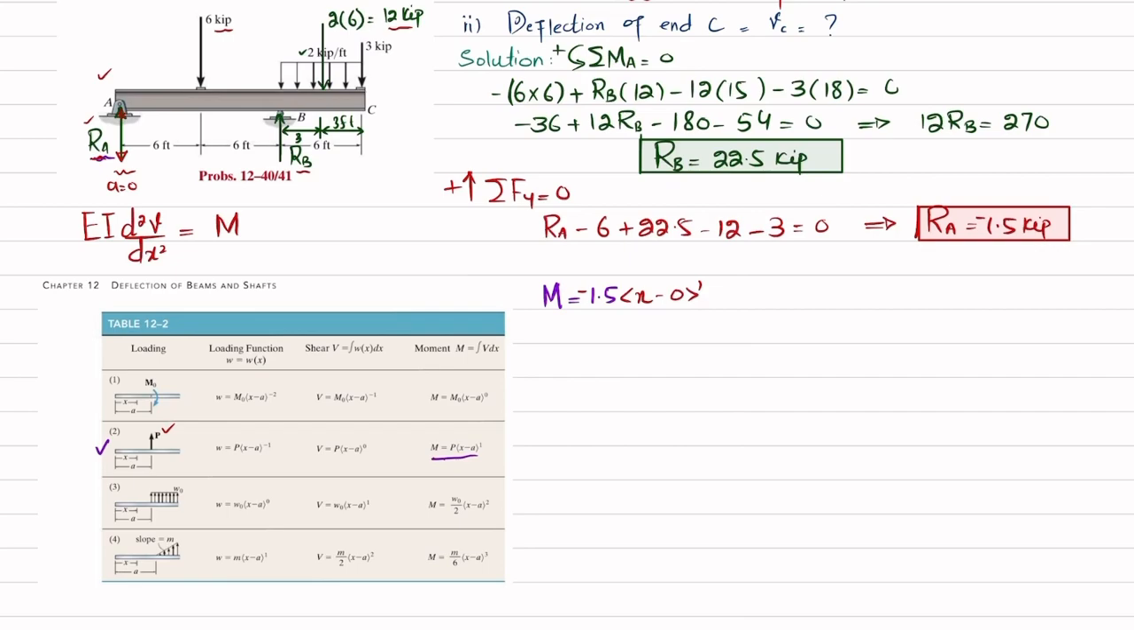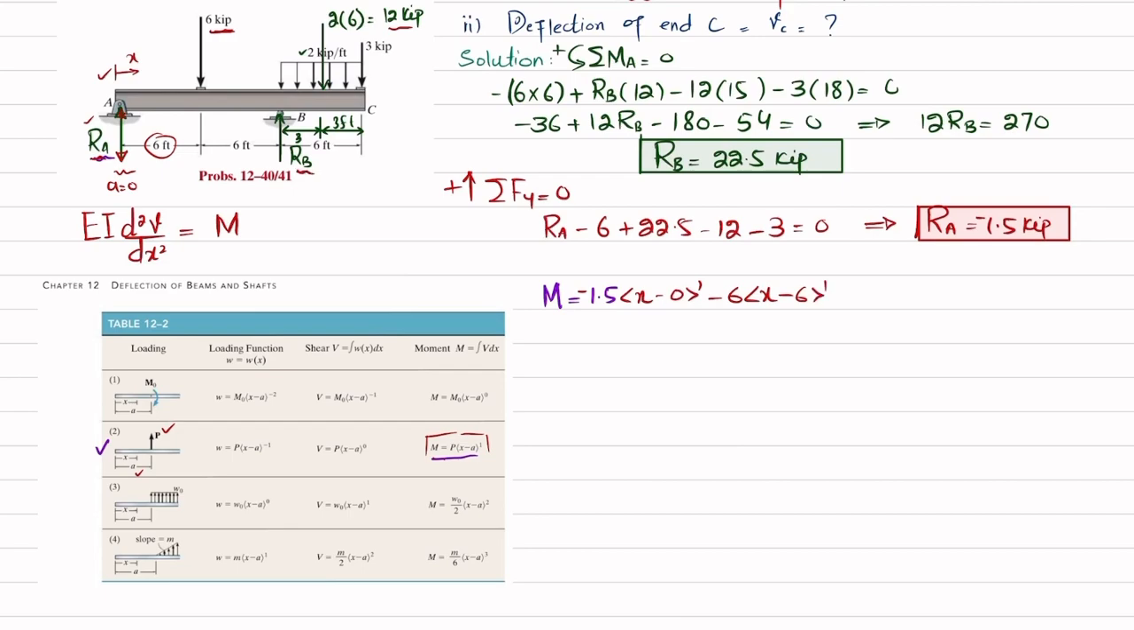The second load is this 6 kips. Again the same function will be used and the load is downward, so it will be minus 6 into x minus a. Now a is equal to 6 because x starts from here. So a will be equal to 6, so x minus 6 power 1.